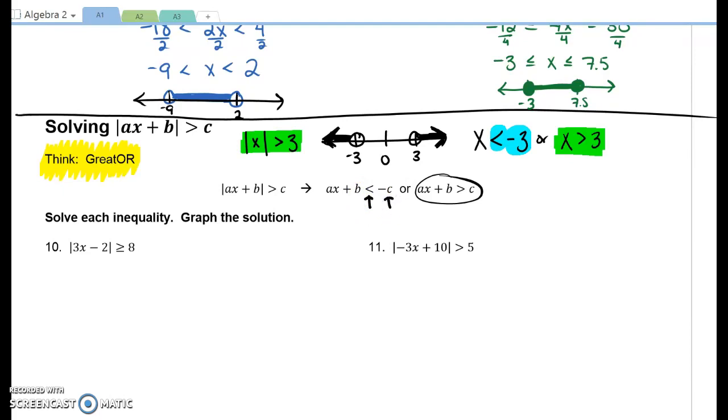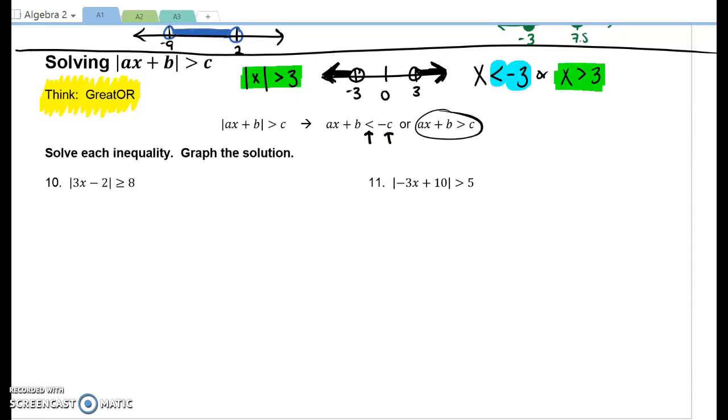So number 10, to set this one up, one of the inequalities is going to be exactly the same. So 3x minus 2 is greater than or equal to 8. The other inequality, 3x minus 2 doesn't change, but we're going to change the symbol to less than or equal to, and we're going to take the opposite of 8.